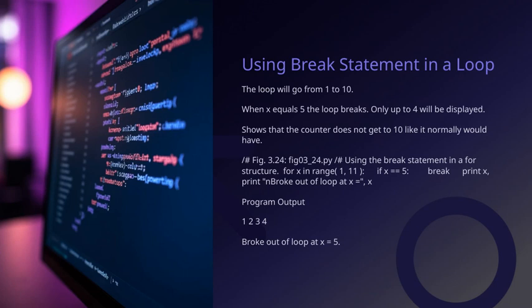In this slide, we're looking at how the break statement works within a loop. The loop is set to run from 1 to 10, but as soon as the variable x reaches 5, the break statement is triggered, and the loop stops immediately. So only the numbers 1 through 4 are displayed.